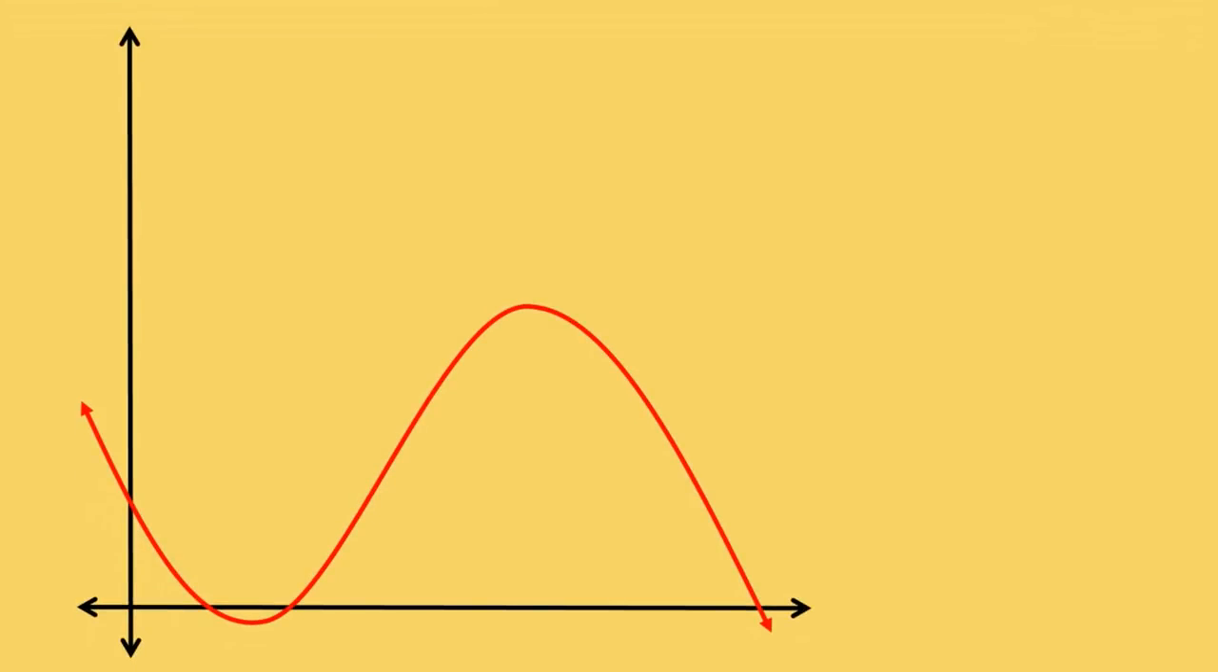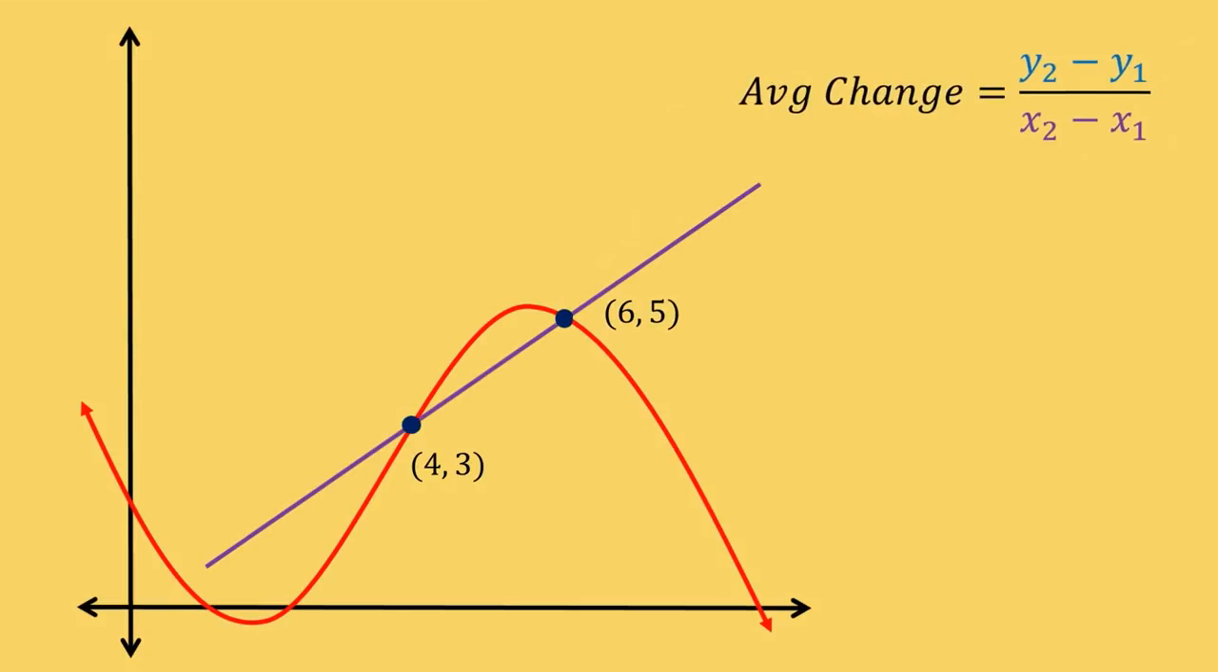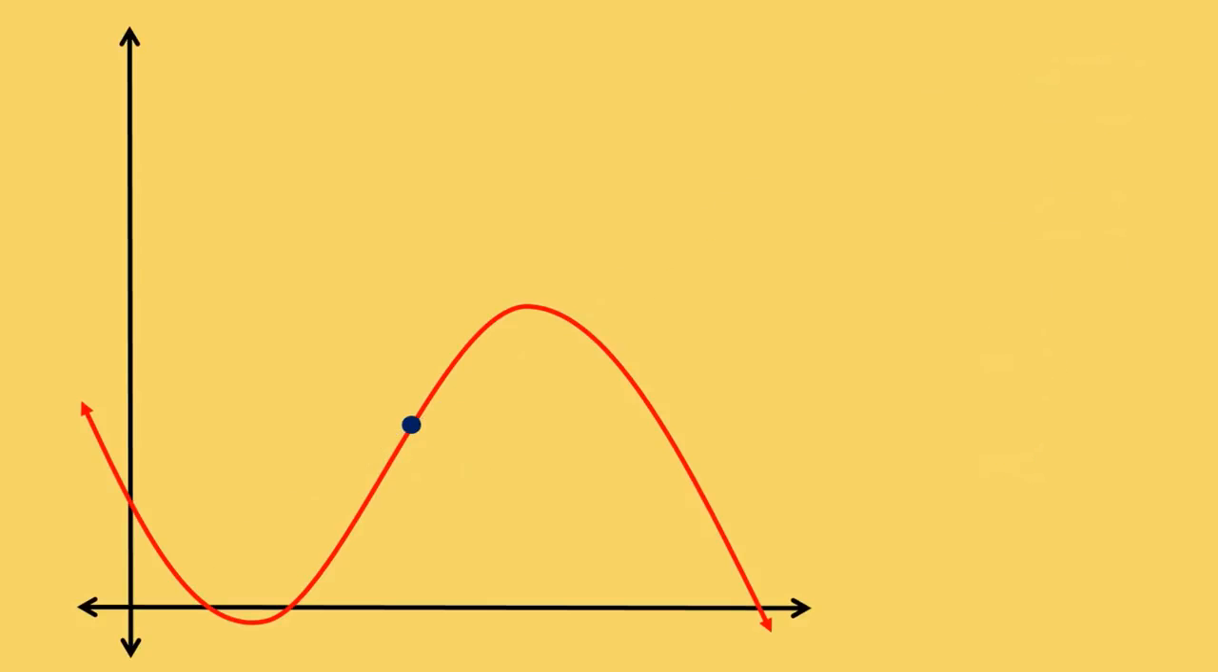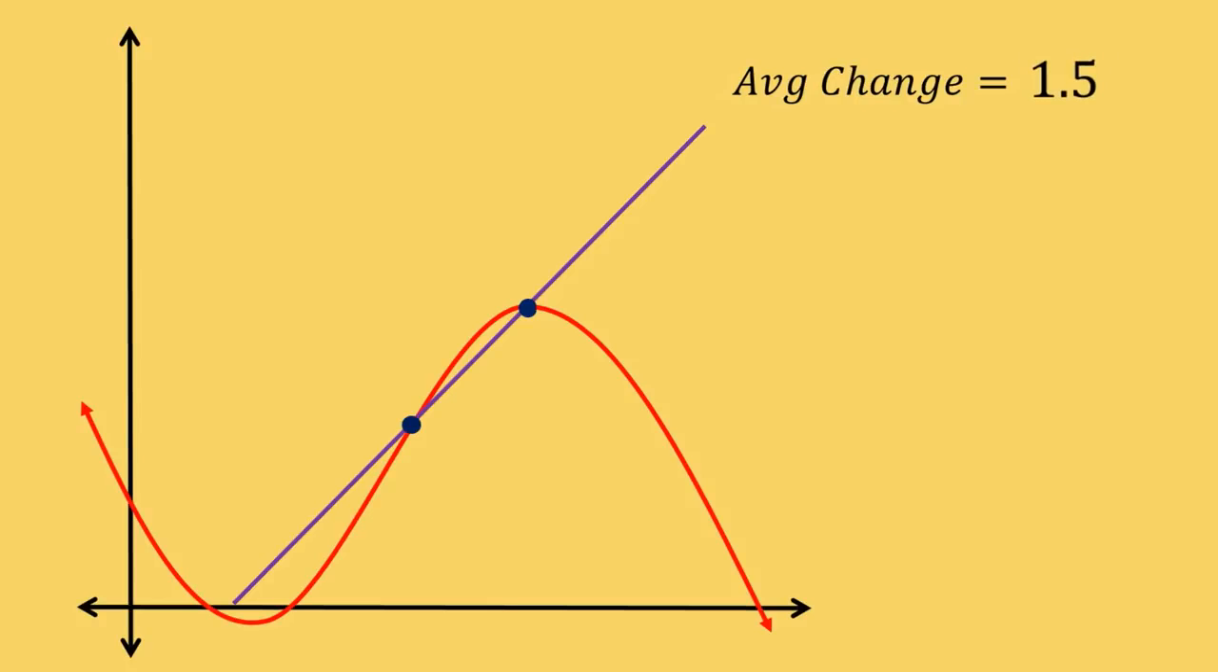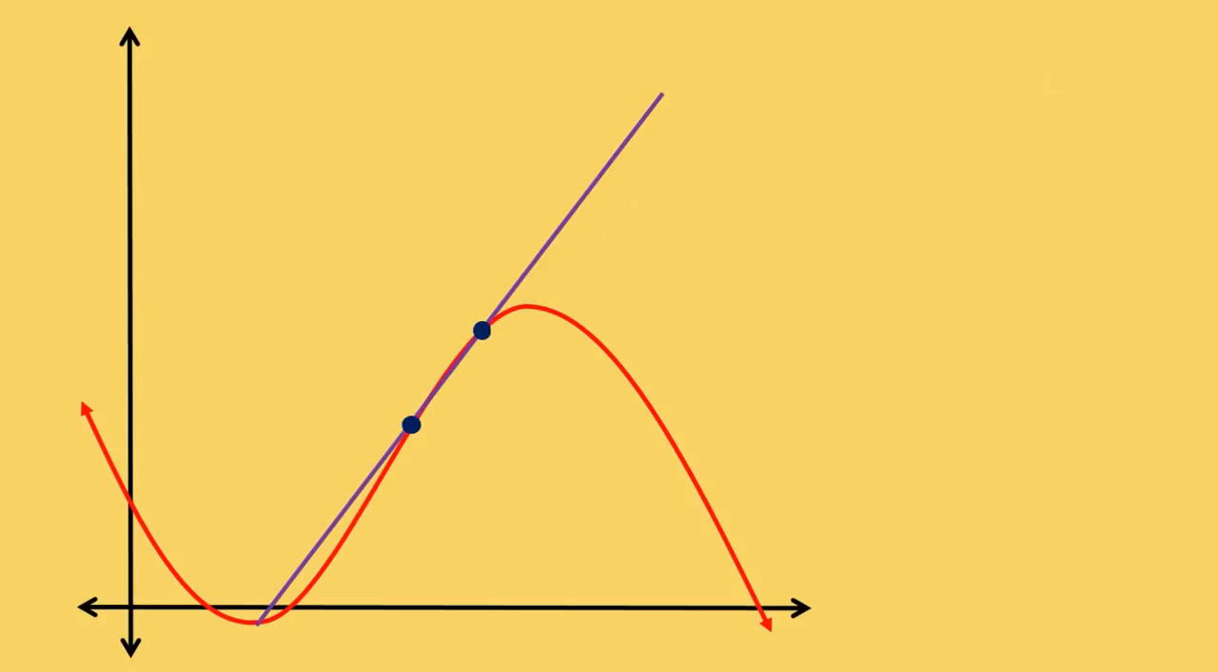Here we have a function, and I want to know the instantaneous rate of change at this point here. I'll choose it along with one other point. Now, I can measure the average rate of change between these 2 points using my average rate formula, and when I do, I get a value of 1. Now let's move that second point a bit closer. If I measure the average rate now, I get a value of 1.5. Let's move it closer again. This time the value is 1.8.